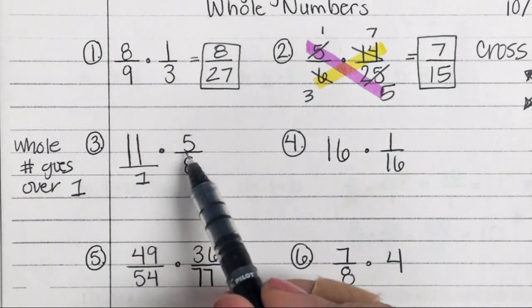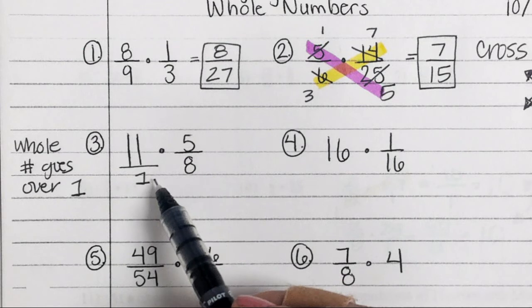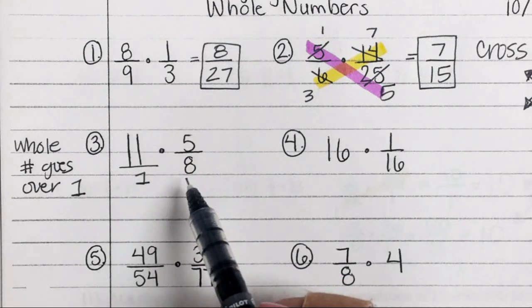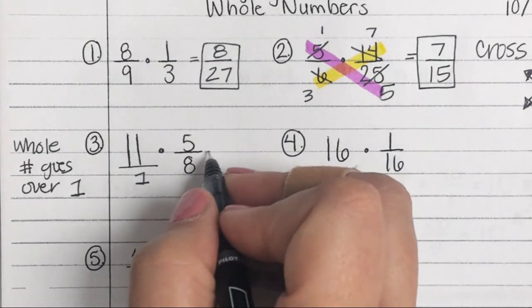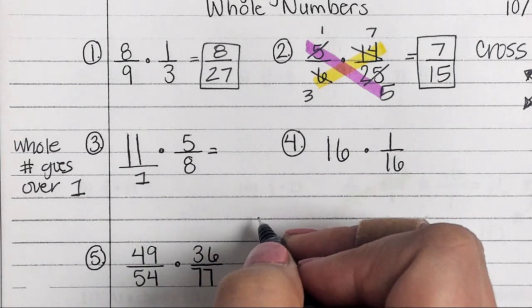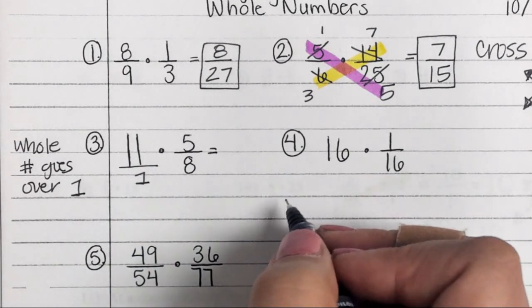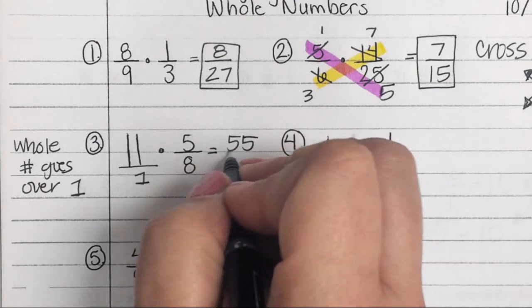Alright, if I look at this, is there anything I can cross-cancel between 1 and 5? No. What about 11 and 8? No. Nope, I can't. There's not a number that will go into both, so I'm going to multiply straight across. 11 times 5 gives me 55, and 1 times 8? 8.